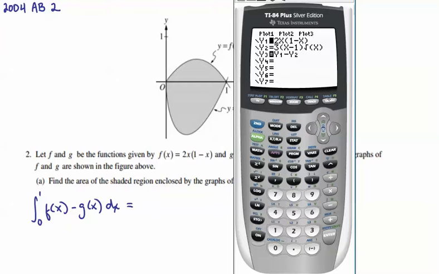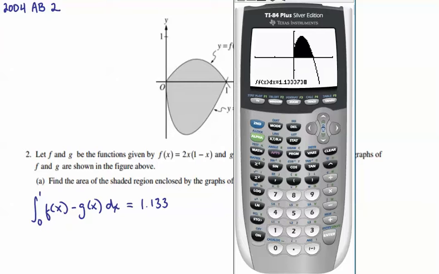Now when we go to graph, we'll get this shape, which happens to be the same area as the area in the original problem. And now all we have to do is second, calc, 7 to find the integral from 0, enter, 1, enter, and we get 1.133, rounded to 3 decimal places.